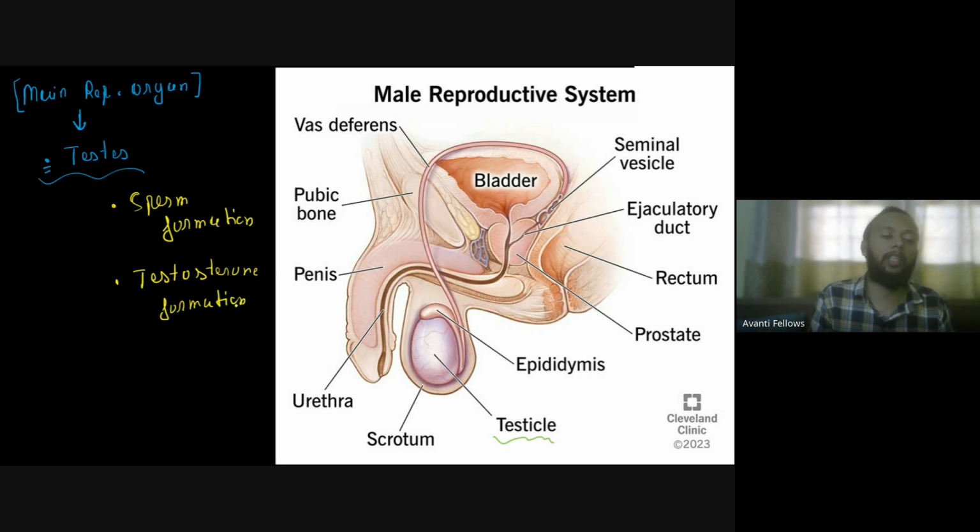Along with that, that's a male sex hormone. That's a male androgen, which in simple language is also called a male androgen. So this male androgen is also made here. Along with that you will find that sperm formation also happens here.